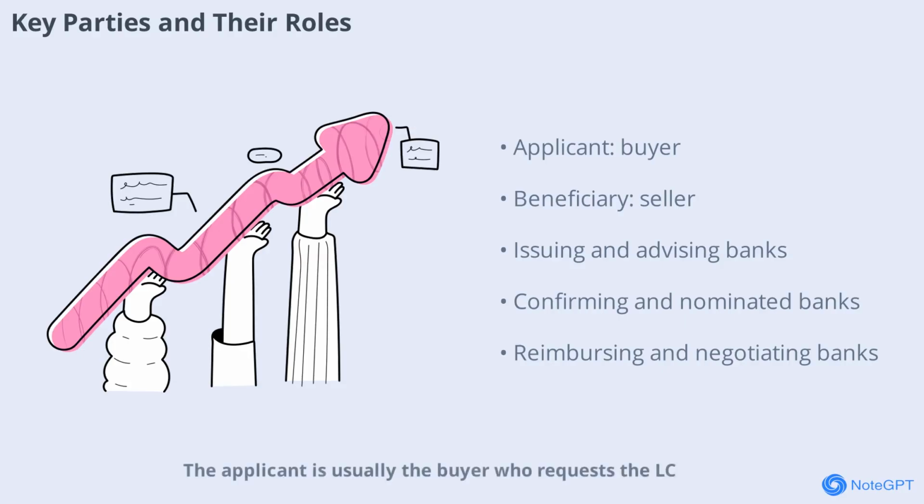The applicant is usually the buyer who requests the LC, while the beneficiary is the seller who receives payment. The issuing bank, typically the buyer's bank, creates the LC, and the advising bank, often the seller's bank, authenticates and forwards it. Other important roles include the nominated bank, which handles the LC, the confirming bank, which adds its guarantee, and the negotiating bank, which may purchase documents. The reimbursing bank is responsible for transferring funds. Each bank's role defines its responsibilities, ensuring a smooth and secure transaction. Understanding these roles helps clarify how LCs protect both buyers and sellers in international trade.